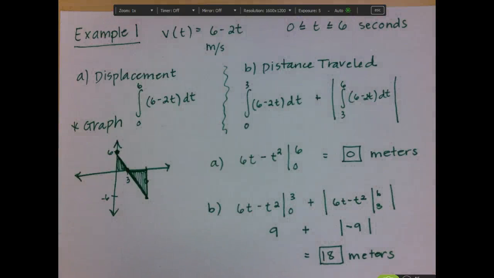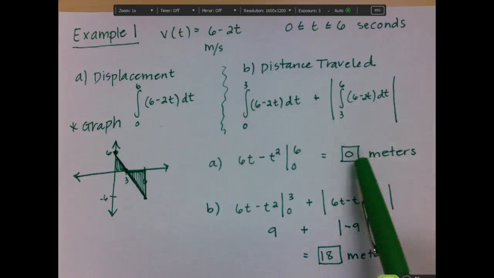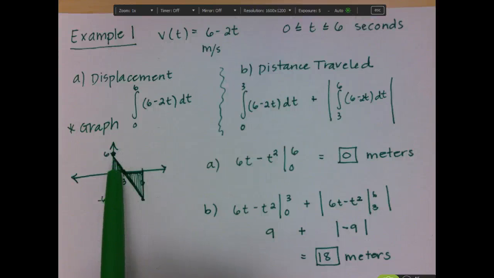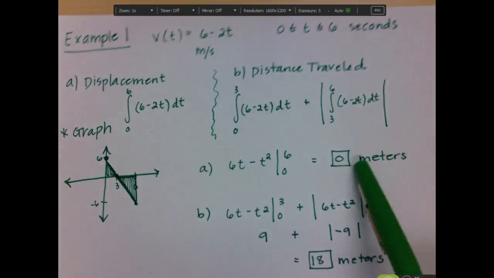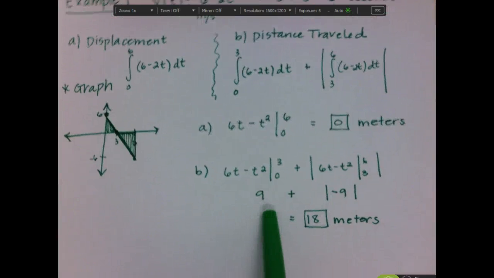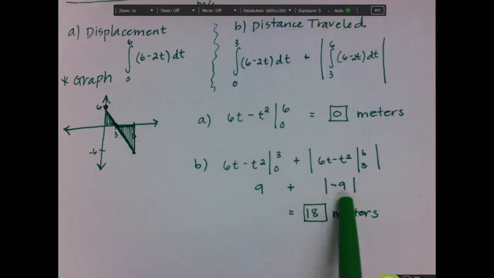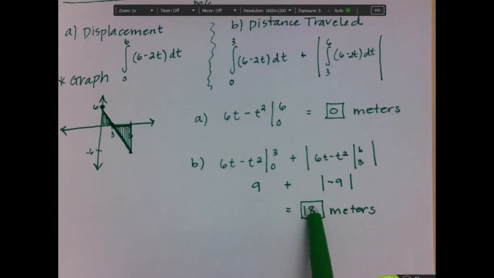Welcome back. Hopefully you've worked through the calculations on part A and part B, and your answers are matching mine, 0 and 18. So we are actually exactly where we started because we went a certain number of units in the positive direction and in the negative direction. They turned out to cancel each other out. But when it comes to the distance that was traveled, we had 9 for the area above the x-axis and then negative 9 for the area below. And if we take the absolute value and add those together, we get 18.